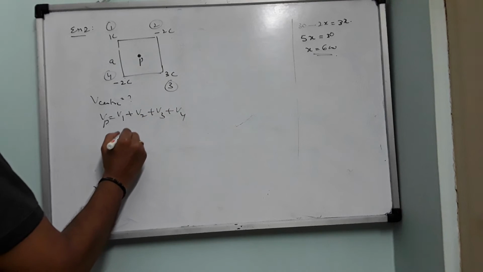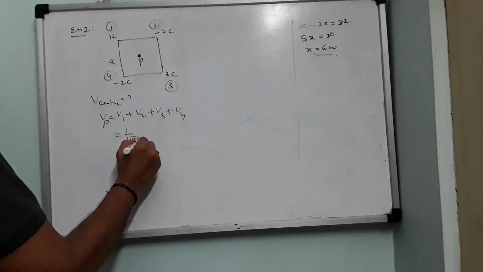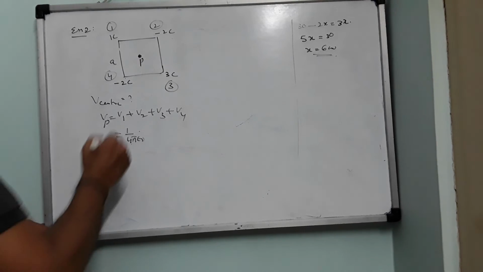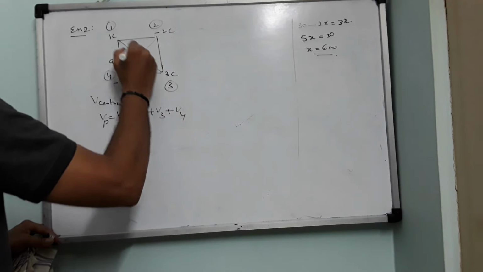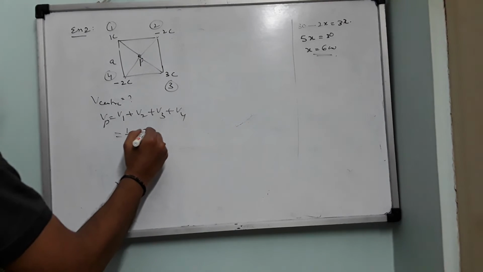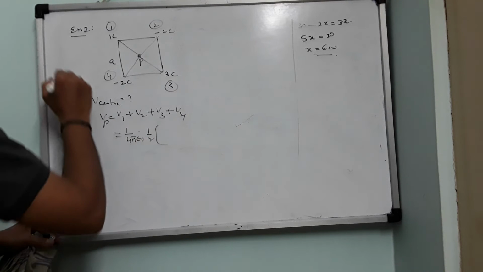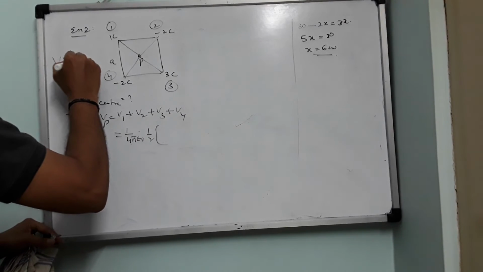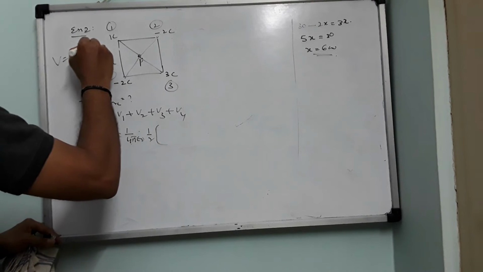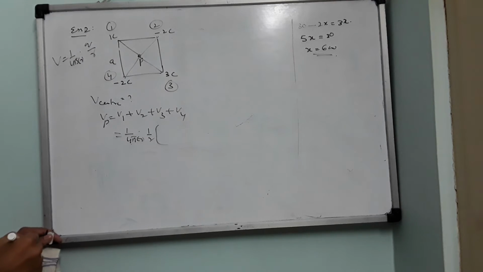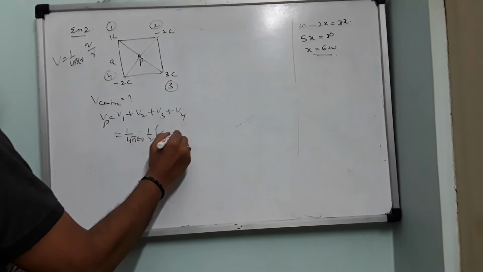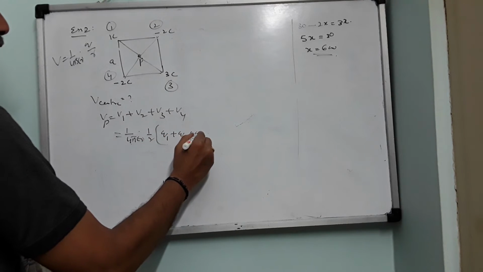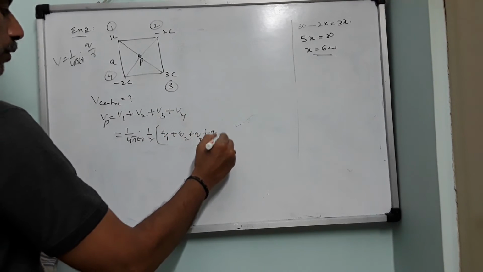Now, 1 by 4 pi epsilon 0 is common for all. And you see, point P is located at equal distance from every corner by the symmetry. So this 1 by r is also common, because the expression is 1 by 4 pi epsilon naught into source charge divided by distance of the point of interest r. So r is common. So what is left over now? Q1 plus Q2 plus Q3 plus Q4.